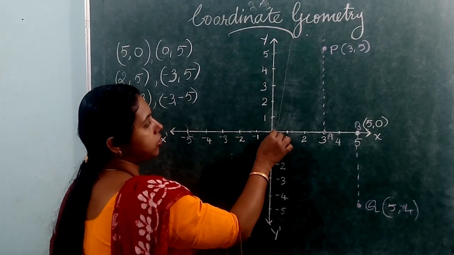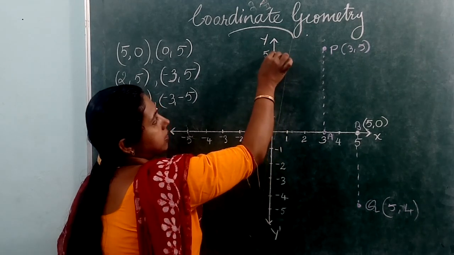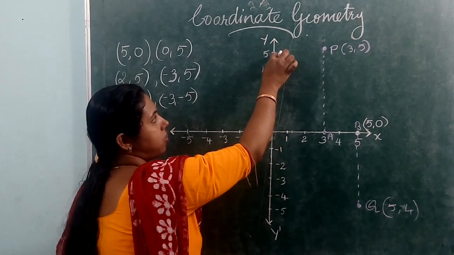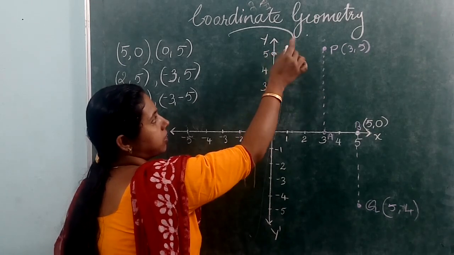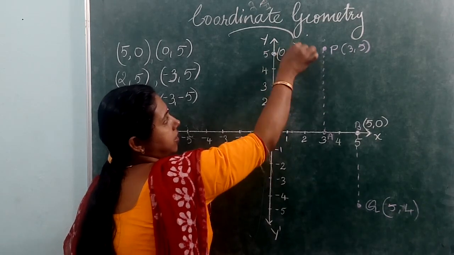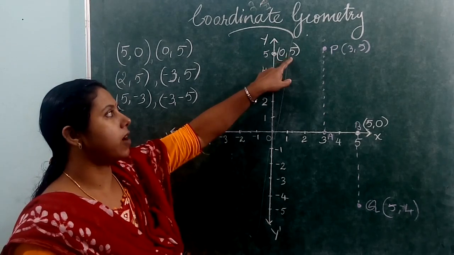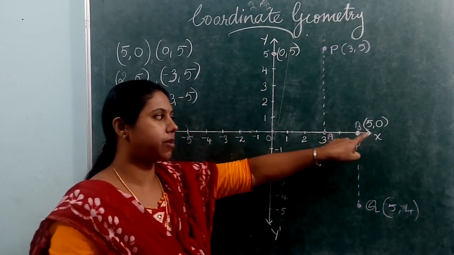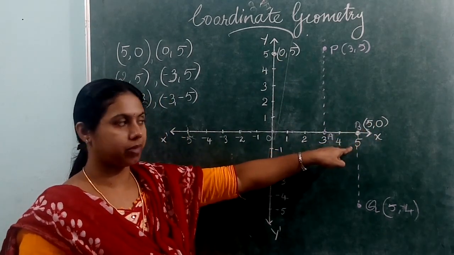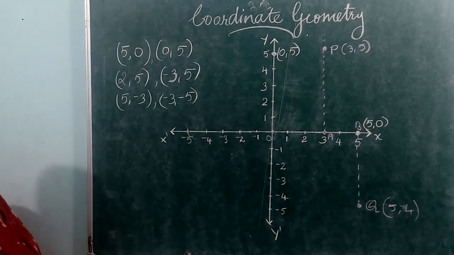So 0, 5, you can mark 0, 5. Move from the origin 5 units away from this origin. This is 5 units. So the distance from x-axis to the point, that is y coordinate, is 5 units. So the point is 0, 5. Look at here. The point 0, 5 is here. The point 5, 0 is here. These two are different points, not same. 5, 0 is different from 0, 5.